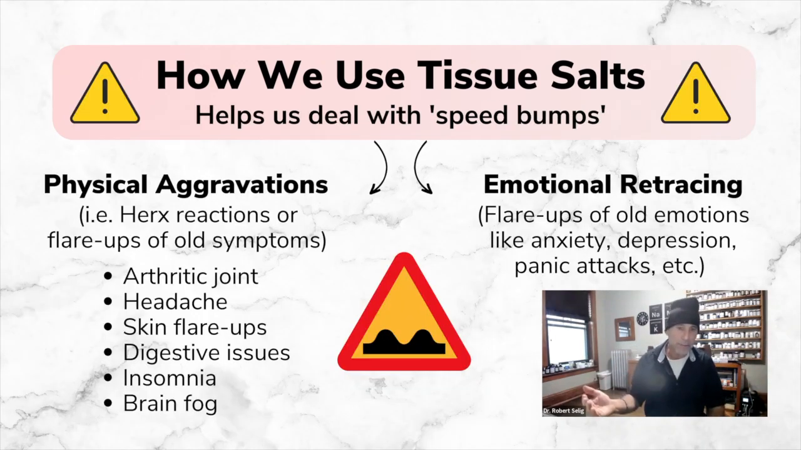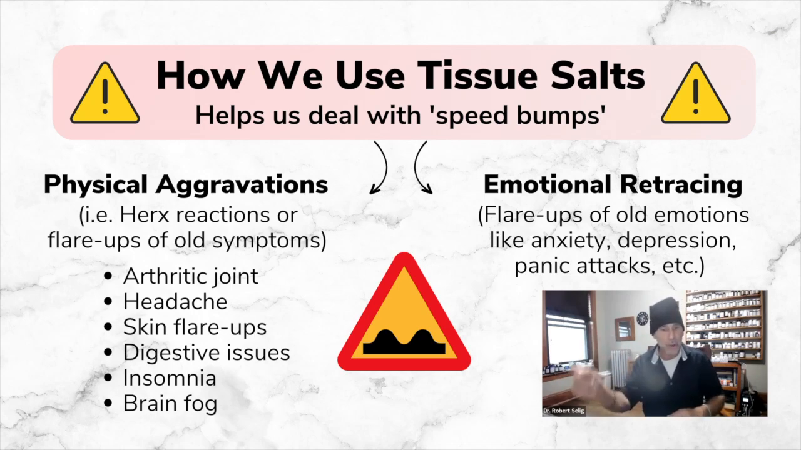The other aspect of using these tissue salts is their ability to help us deal with an aggravation. So all my patients on the mineral balancing detoxification program will at some point hit that speed bump. We call that speed bump an aggravation, a Herx reaction, an emotional retracing, where we may get a flare-up of an old symptom we had, such as an arthritic joint, headaches, skin flare-ups, digestive gas, bloating type of stuff.